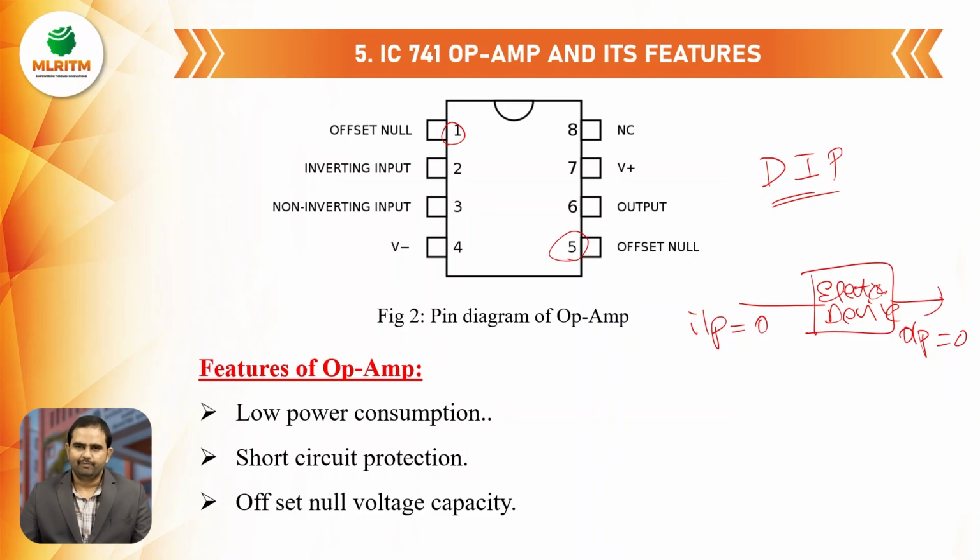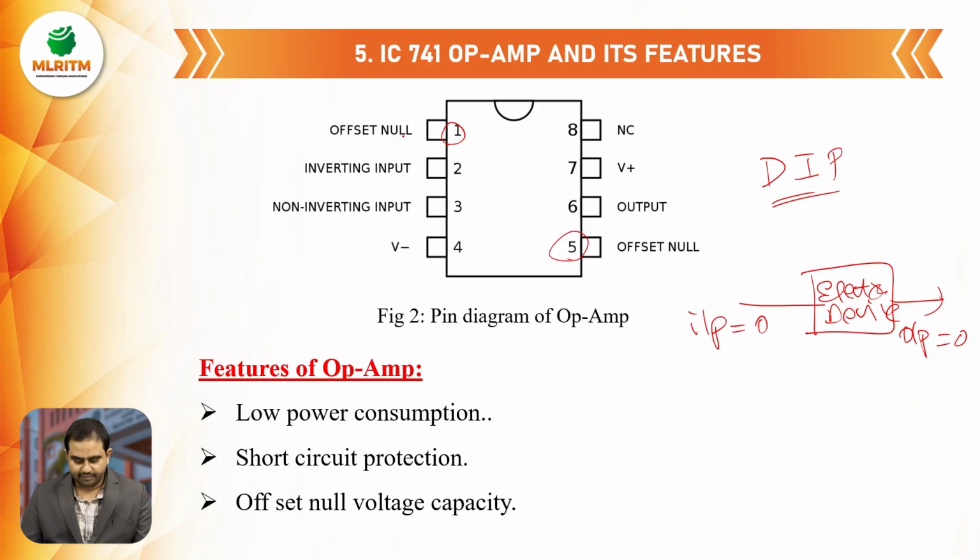I will repeat again. Consider an electronic device. We are not applying any input, or we are applying 0 input. Even though it is generating some output value, that particular output value is called the offset value. So we have to make that offset value zero. Now consider pin 1 and pin 5. Here, how can we reduce that offset value? How can we make that offset value 0? That is the concept of offset null.